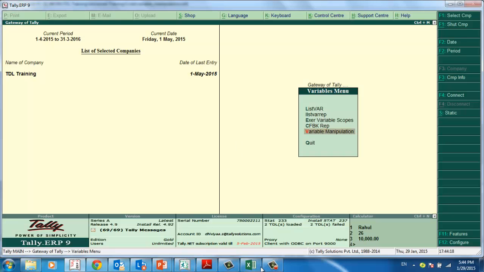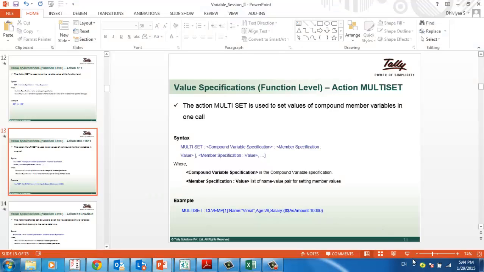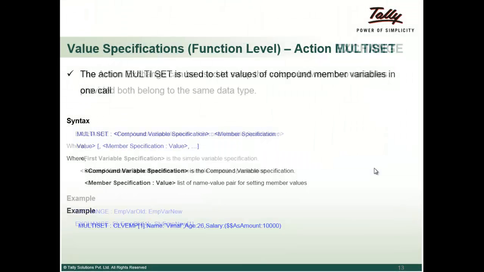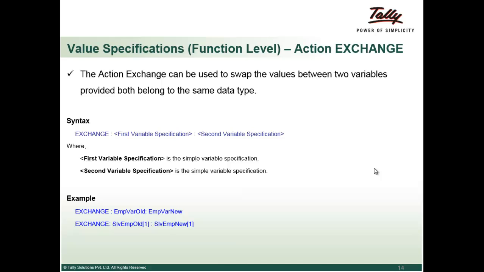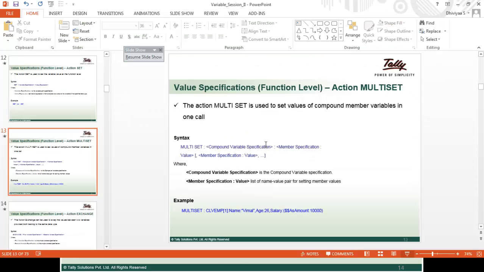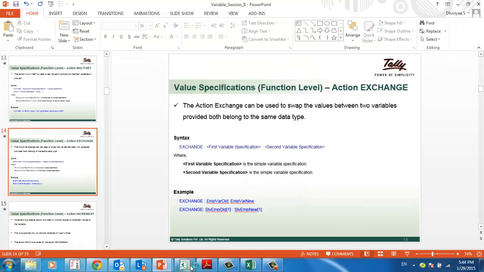So then the next concept is an action called exchange. So the action exchange can be used to swap the values between two variables where both belong to the same data type. This is very important. So with the help of exchange, you can exchange the values of two variables. So the two variables must be of same data type. So we'll see an example here.